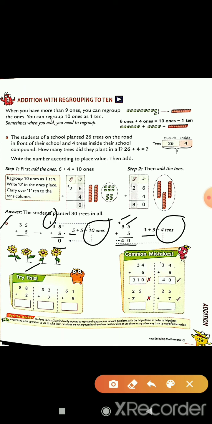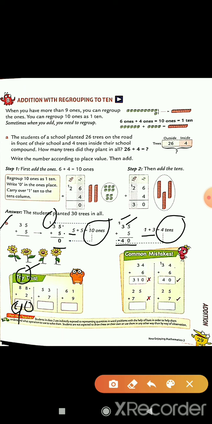Try this. 88 plus 2. When we add 8 and 2, we get the answer 10. So we need to write 0 here and 1 is carried to the tens column. 8 plus 1. Don't forget to add this 1. When we add 1 to any number, the answer will be the number after. So what comes after 8? 9. So our answer is 90.